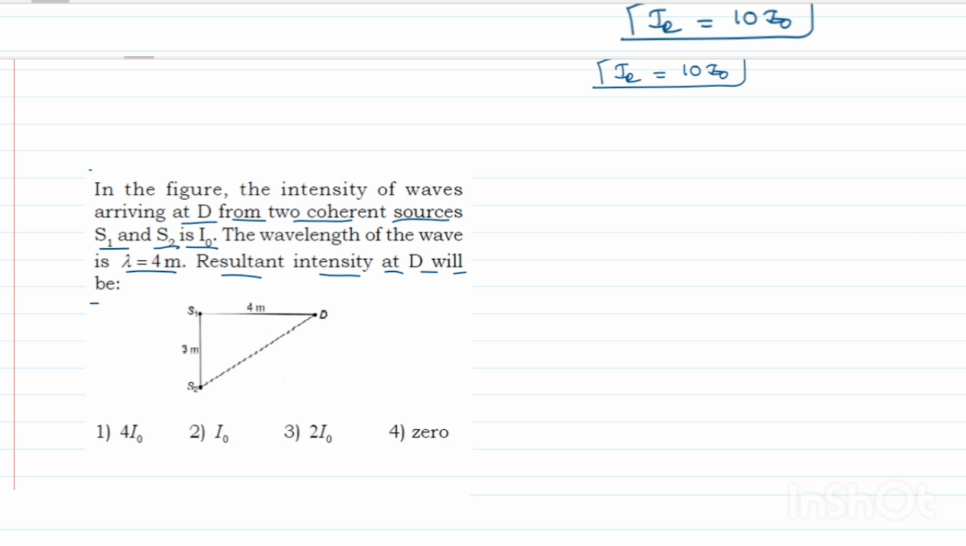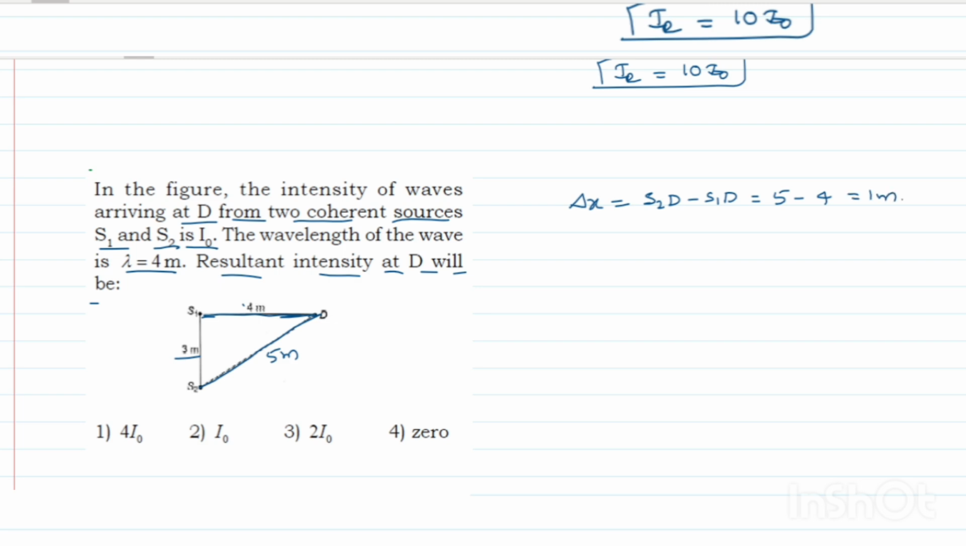Now here the path difference you have to take, students. Delta x will be equal to S2D minus S1D. There is an extra path covered by the S2 wave. S2D is 5 meters, since it is a 3 and 4 triangle, and S1D is 4 meters. So 5 minus 4 gives 1 meter.